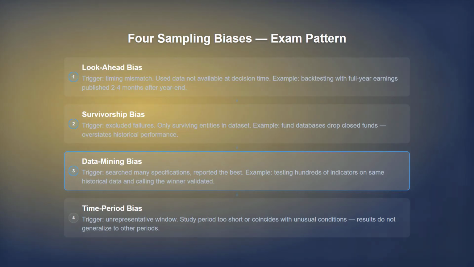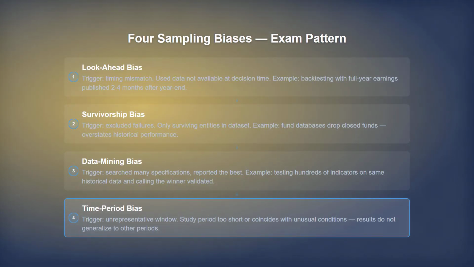Data mining bias: searching through many variable combinations in the same dataset used to build the model, then reporting the best result as validated. The trigger phrase: searched many specifications. Butter production in Bangladesh predicting the S&P 500. Torture the data long enough and it will confess to anything.